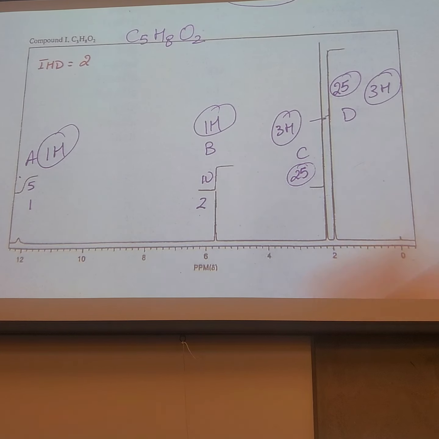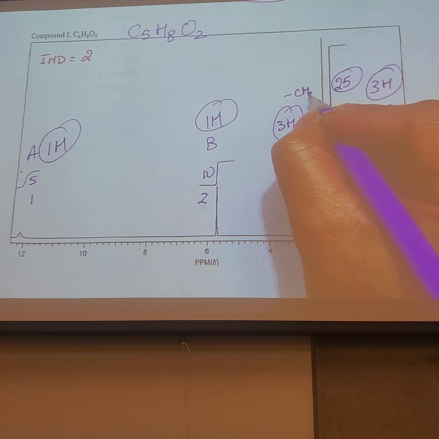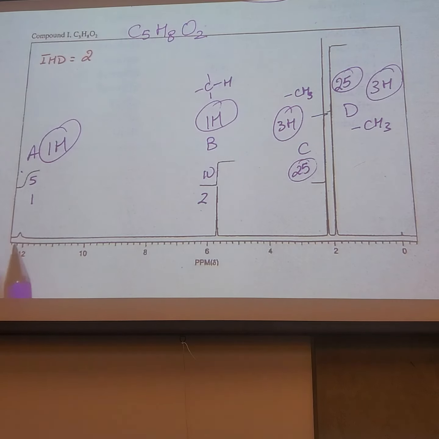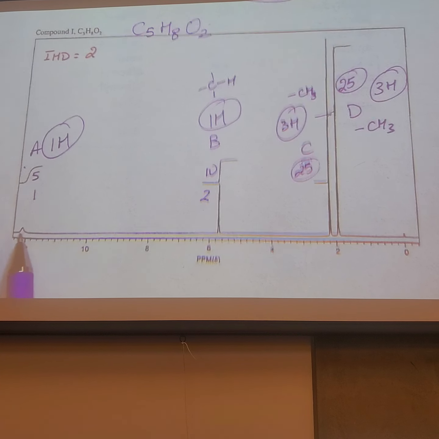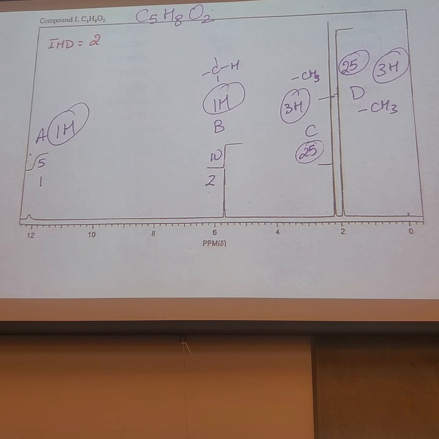So if this is for 3 hydrogens, then that's a methyl group, right? And then there's a different methyl group, so 2 different methyl groups, and then that is probably a methine. But notice how it's broad, this one. And it's at around 12. So what is that? Not an alcohol, let's not call it an alcohol, but what functional group are you thinking about? Carboxylic acid.